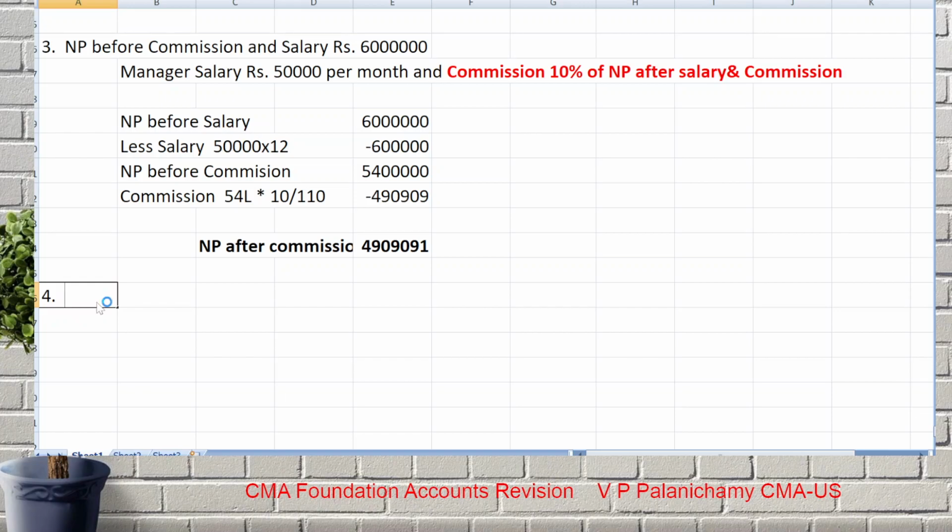The fourth type question they can ask is about bad debts. What is the bad debt? Debt becomes irrecoverable. Is it a loss or gain? Loss. Loss should be charged in P&L account. Provision for bad debts. What is the difference between bad debts and provision for bad debts? Provision for bad debt is an estimated loss. Bad debt is an actual loss.